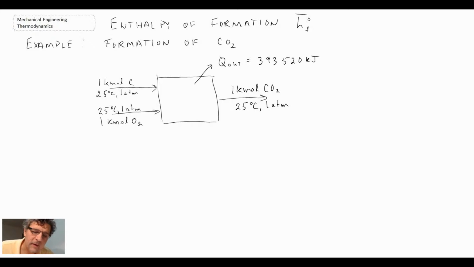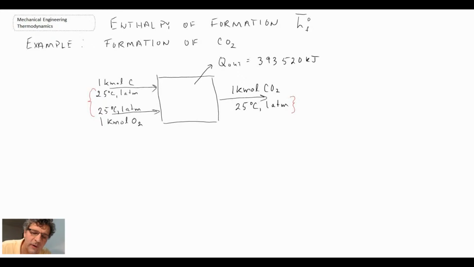So this is the system that we'll be analyzing, and what we can see is that on the inlet we have a carbon stream and a diatomic oxygen stream. Both of those, notice, are at 25 degrees C, 1 atmosphere. And on the product side, what's coming out of this vessel, whatever it be, it's a steady flow system, would be carbon dioxide, and again, it is at 25 degrees C, 1 atmosphere.